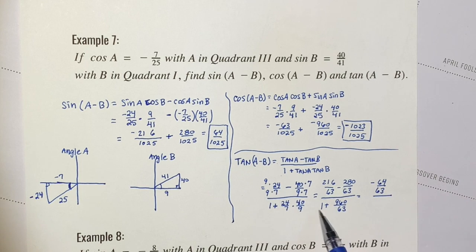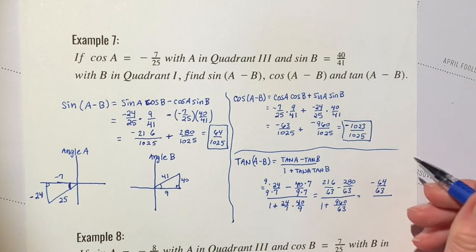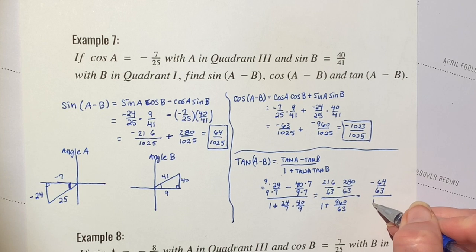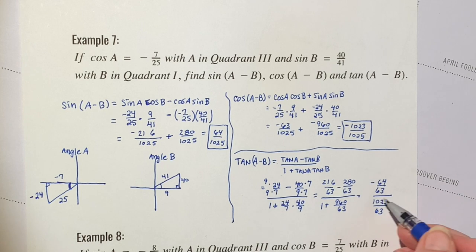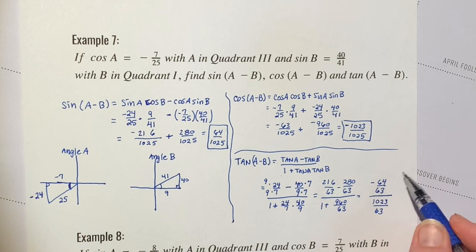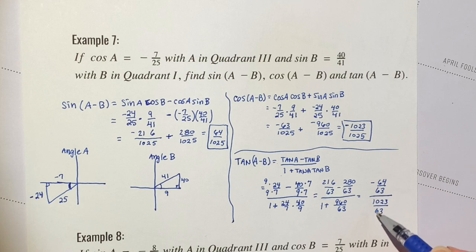And you're adding 1, so just think of this as 63 over 63, and 63 over 63, and 960 over 63 is 1,023 over 63. Okay. Last thing, I have a complex fraction here. I don't want to leave it that way. No fractions within a fraction.